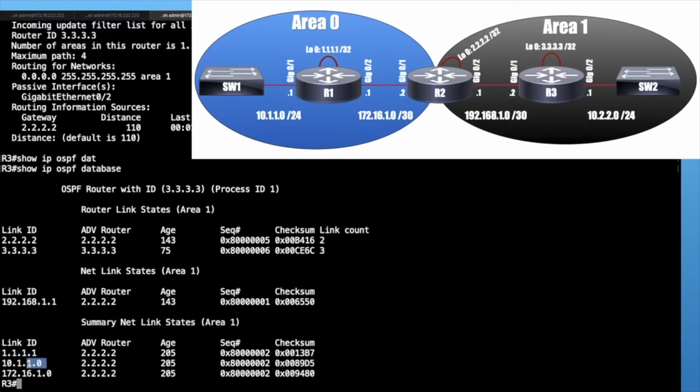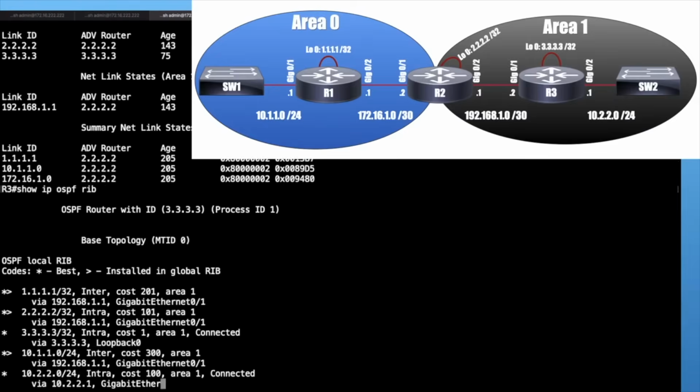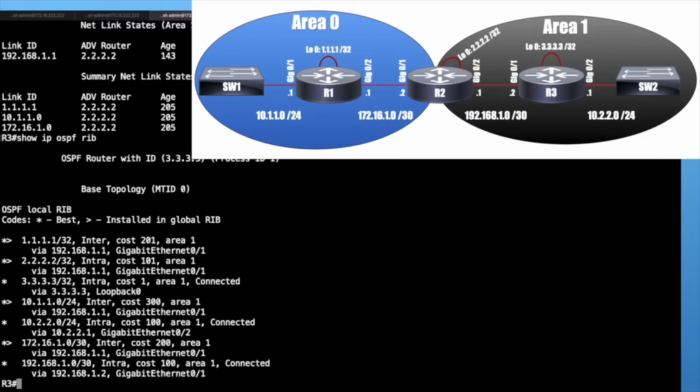I've got these 3 networks, and it tells me the actual networks that I learned from Area 0. If you want to see the networks known to just OSPF and not necessarily the router's routing protocol or IP routing table, I can say show IP OSPF RIB. That's the routing information base. And this shows me the routes that OSPF knows about. And if it's got more than one route, it's going to indicate the best one with a greater than sign.